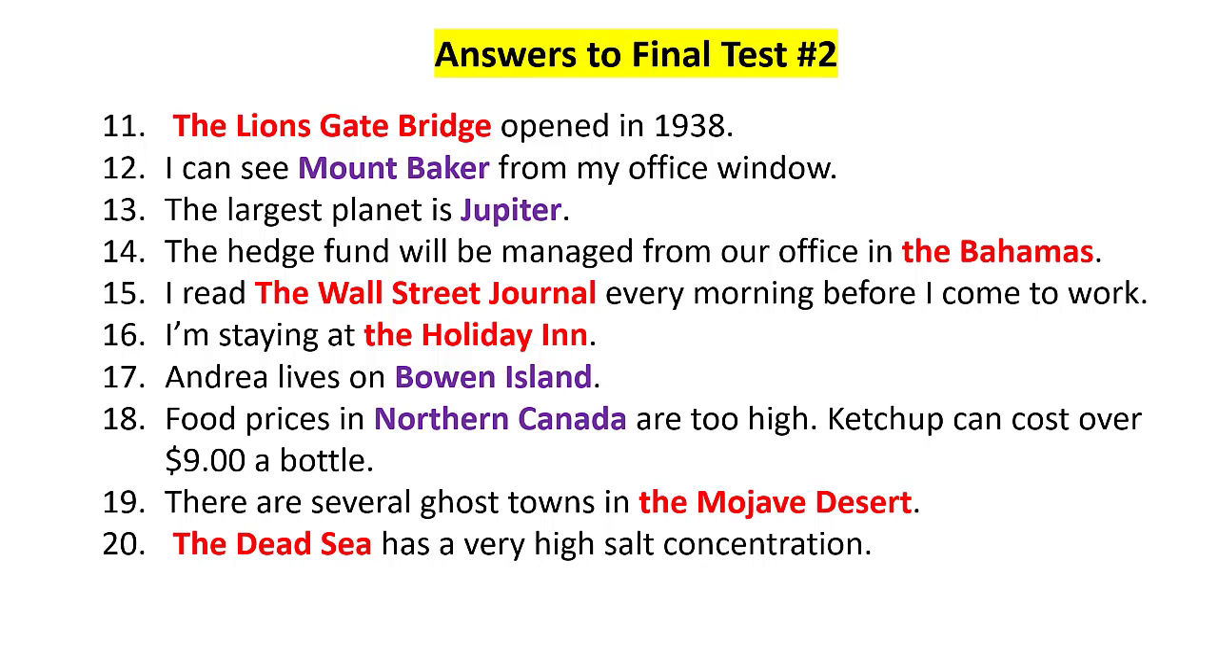17. Andrea lives on Bowen Island. 18. Food prices in northern Canada are too high. Ketchup can cost over $9 a bottle. 19. There are several ghost towns in the Mojave Desert. 20. The Dead Sea has a very high salt concentration.